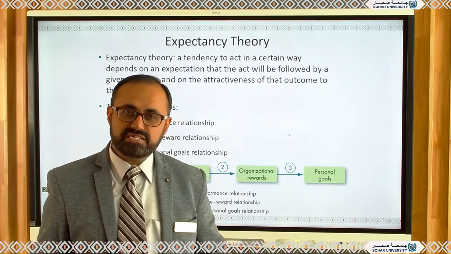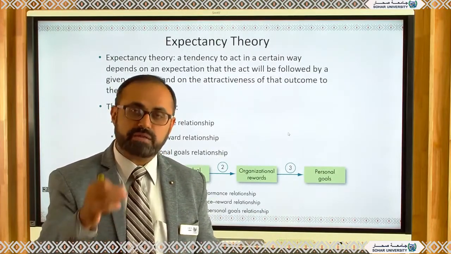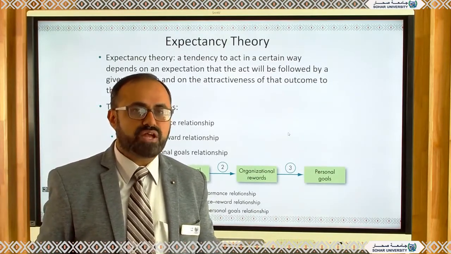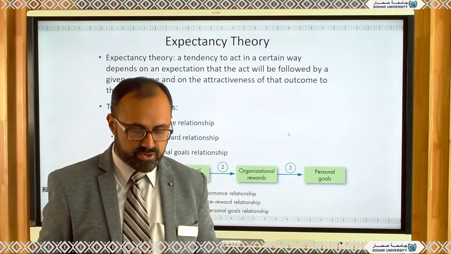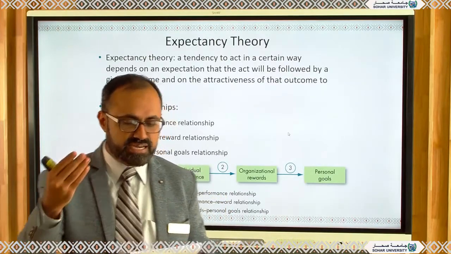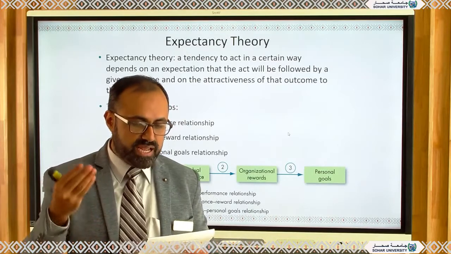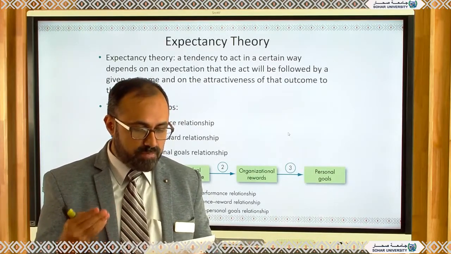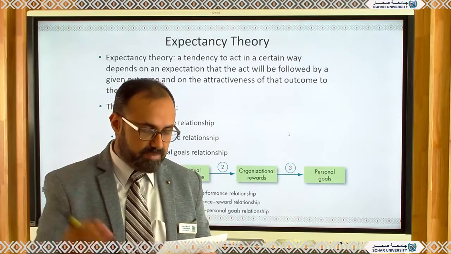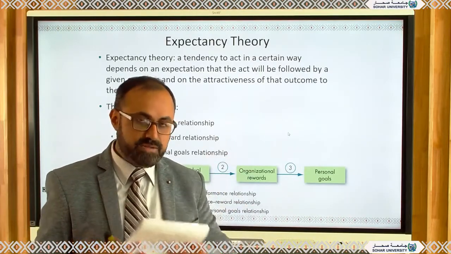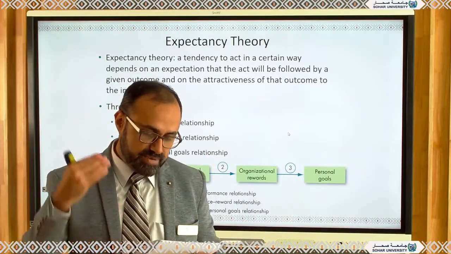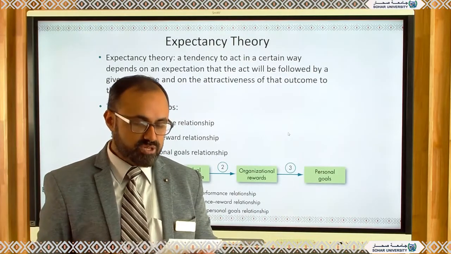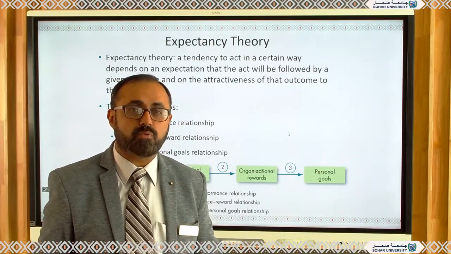It is a very good theory at the same time to motivate people. Remember, in this week we are studying motivation and how to motivate people. So far we have talked about Maslow's theory and goal setting theory. So expectancy theory: a tendency to act in a certain way depends on an expectation that the action will be followed by a given outcome, and there are particular variables in it. For example, the individual will put in effort, then the individual will perform, and ultimately the organization will give a reward, and the personal goals will be achieved.